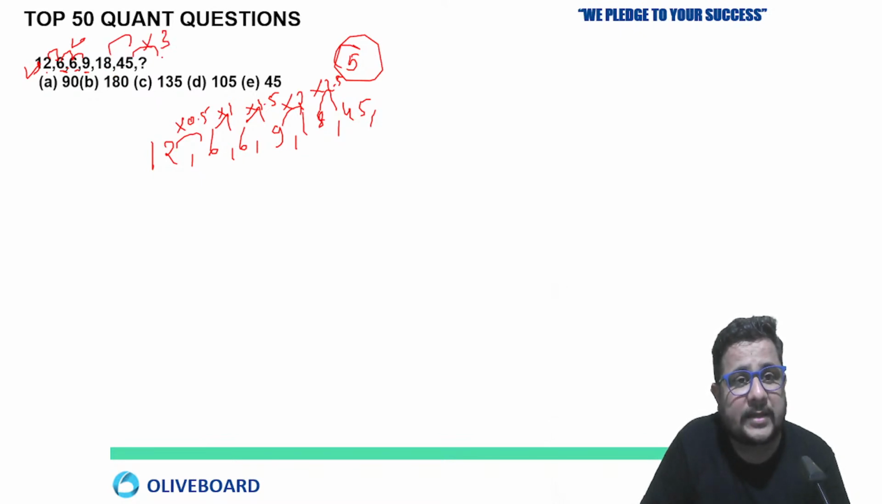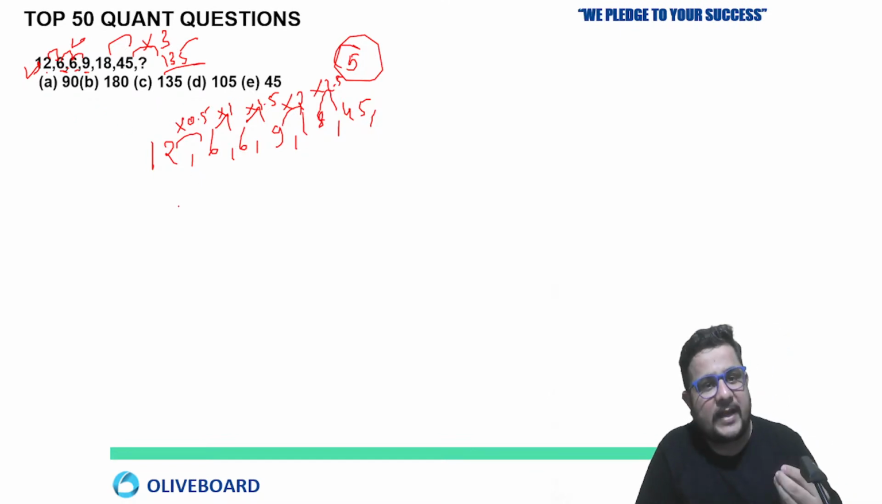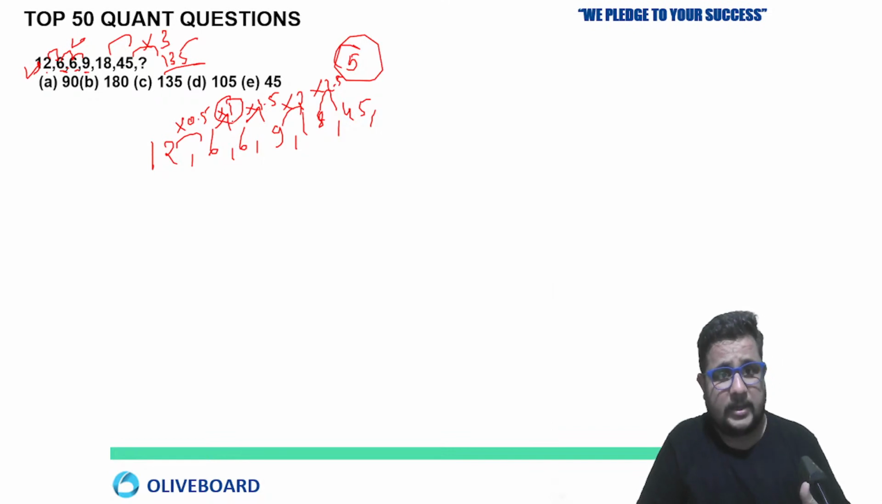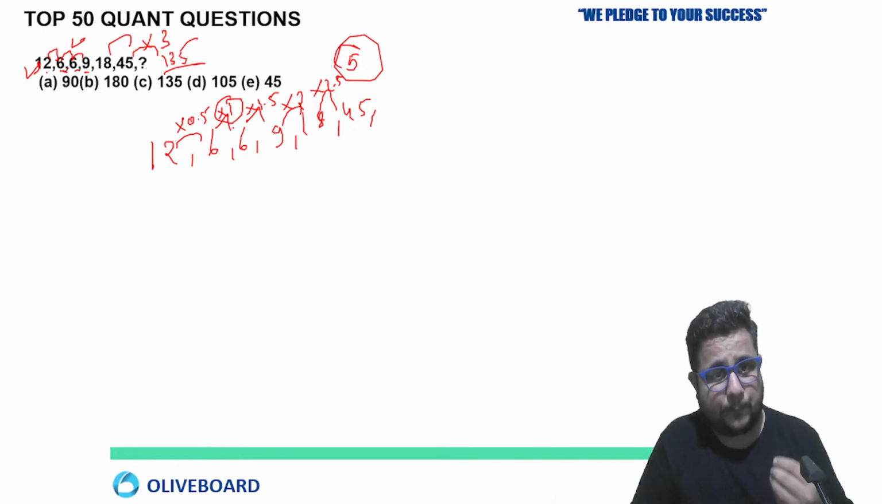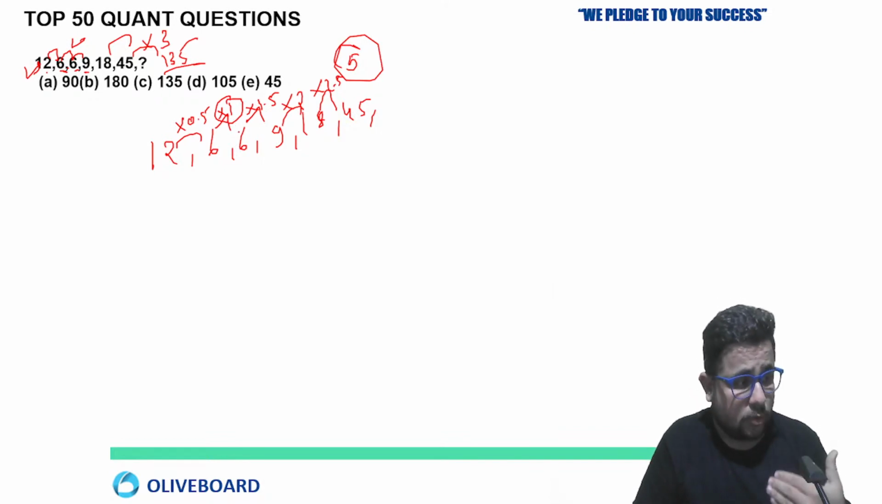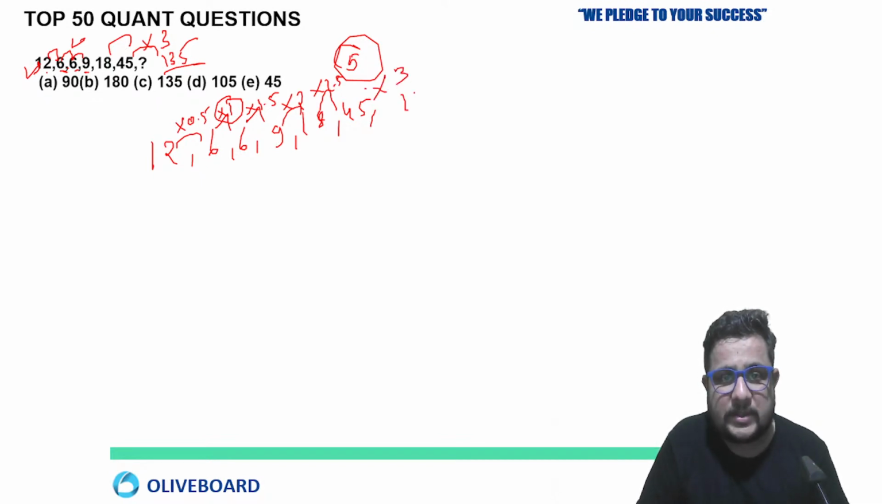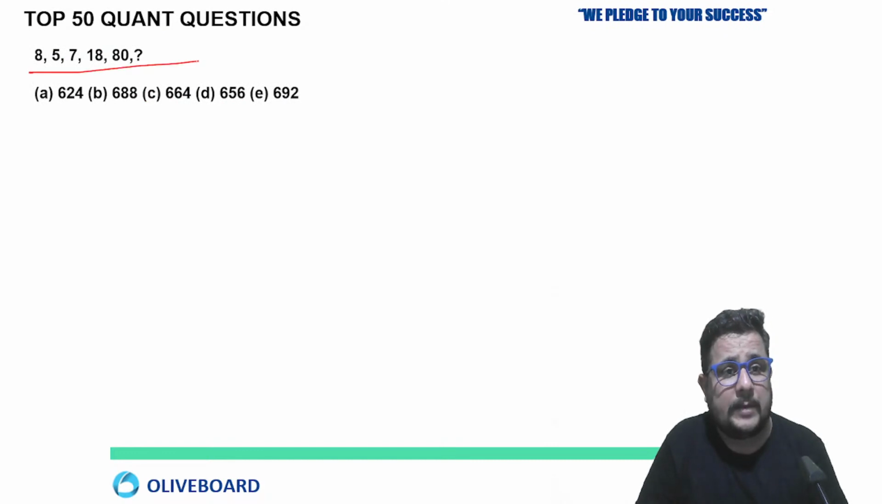Now 45 multiply 3, that is going to be 135. So we are multiplying first with 0.5, then the next multiplier is just increased by 0.5. There is a difference of 0.5 in the multiplication value in each step. So the last multiplication is going to be 3, 135. Very good. Option C.